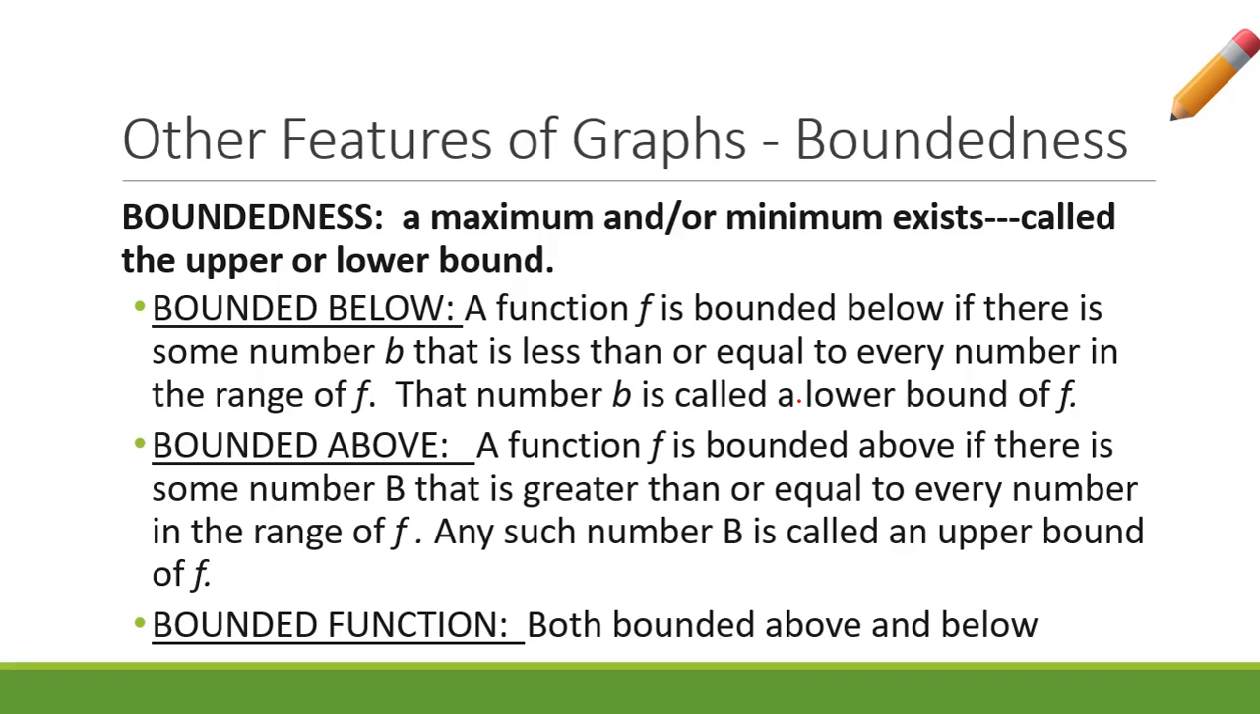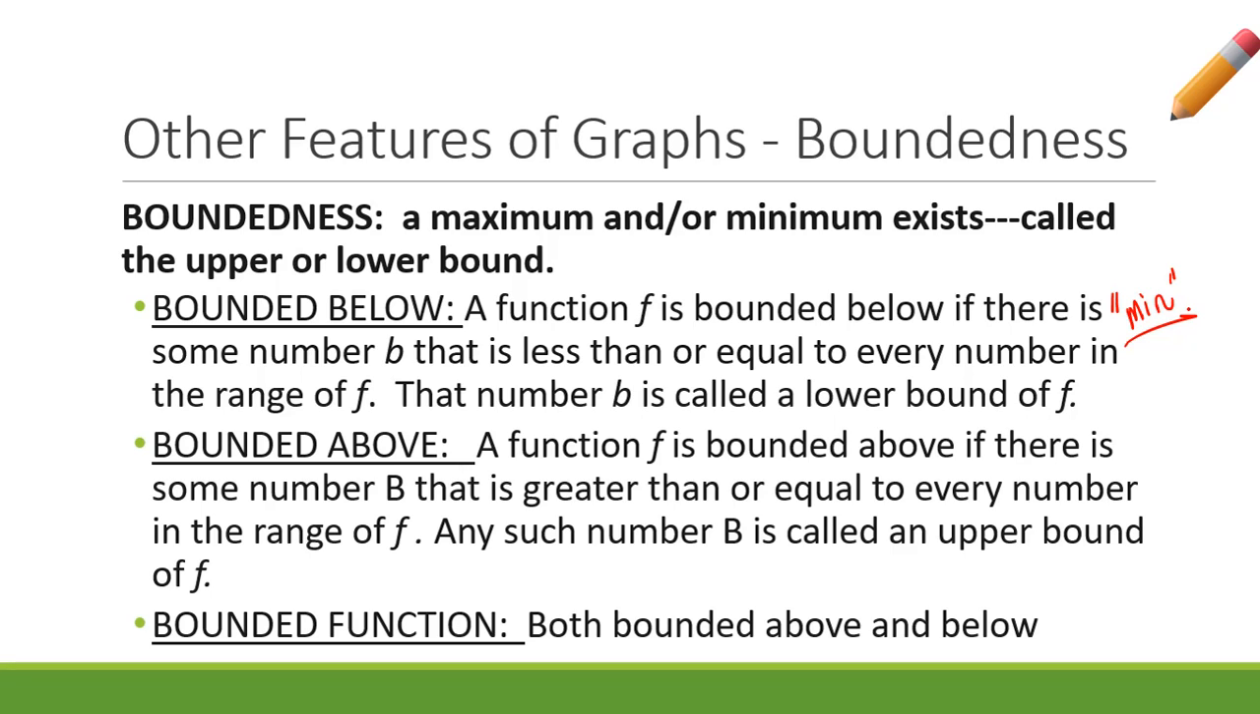The other key feature that we're going to want to talk about is boundedness. Boundedness is just that there's a maximum or a minimum that exists, called an upper or lower bound. And there's a couple of different things that could be happening. You could have a function that's not bounded. That would mean it doesn't have a max or min. You could be bounded below, which, in the fancy definition, a function f is bounded below if there is some number b that is less than or equal to every number in the range of f. That number b is called the lower bound of f. Okay, that's really fancy words for there is a min. There's a minimum and it's the lowest the graph can get down to.